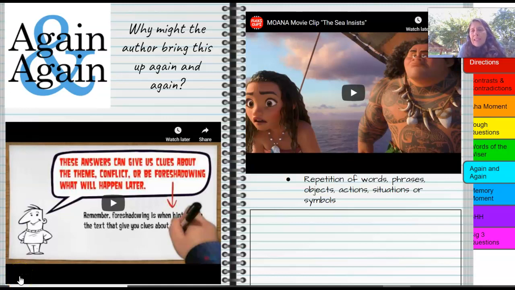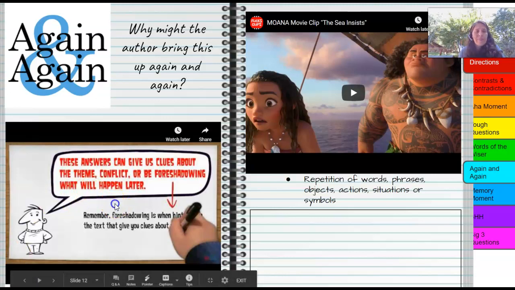We're going to do our last two signposts today. We're going to do again and again and memory moments. So again and again is exactly what it sounds like. It's when something shows up in the text over and over again. And the anchor question we're going to ask ourselves is, why might the author bring this up again and again? So let's watch the video and see what it's all about.